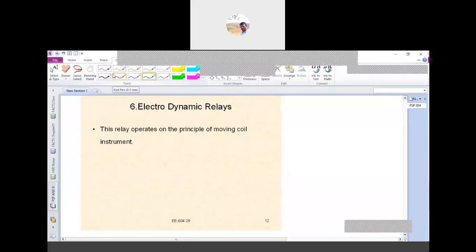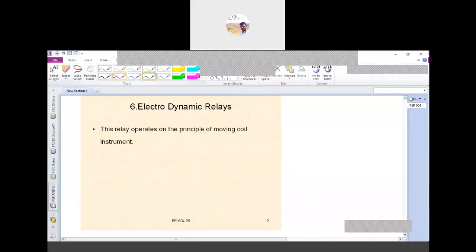Next, you can see the Buchholz relay and its operation in this figure, how it works, and how the connections are made in the Buchholz relay on the transformer. Next, we have the static relay.